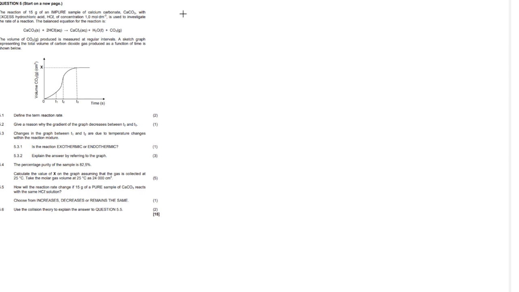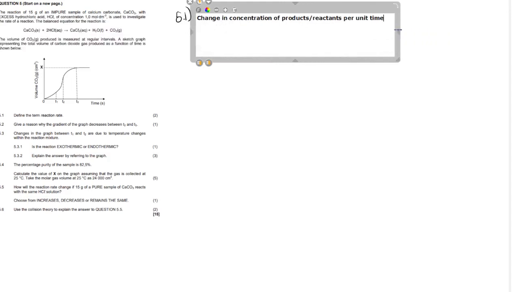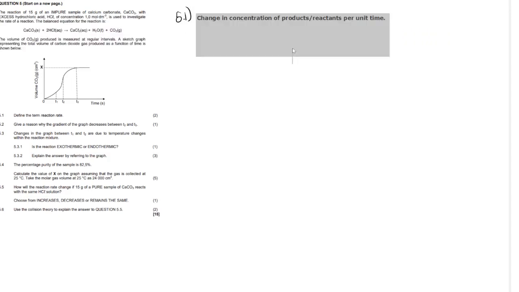So first off, 5.1, define the term rate of reaction or reaction rate. The marking guidelines tell us it's essentially just a formula: change in concentration per unit time. Those are the most important parts. So let's write it out. The reaction rate is the change in concentration of products or reactants per unit time. And the important parts there are change in concentration per unit time.